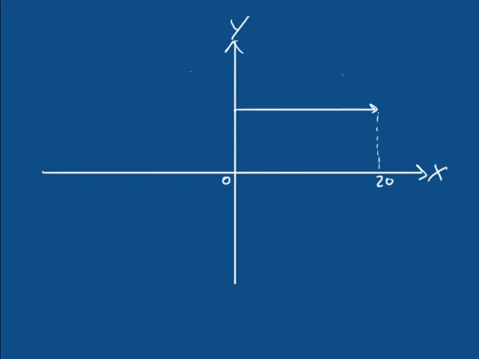That means we know the components of this vector. If we said this vector was a, we know the components of this vector are equal to 20 in x and 0 in y. How do we know this? Because it's traveling 20 units in x, and it's going nowhere in y. It's traveling 0 units in y.